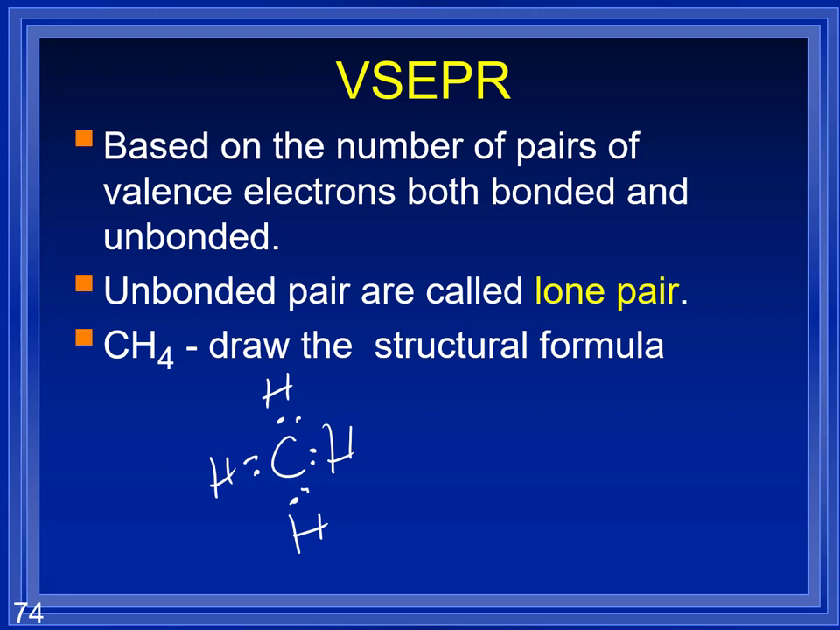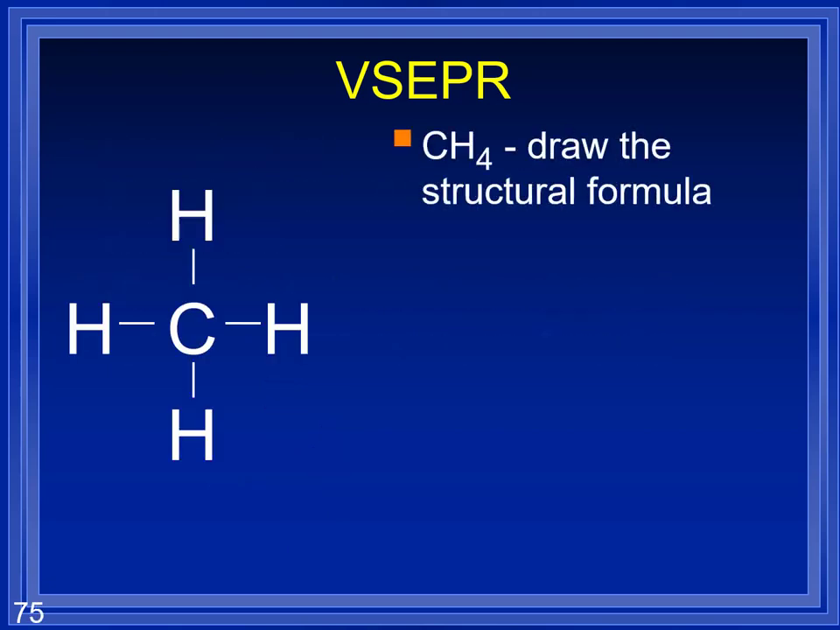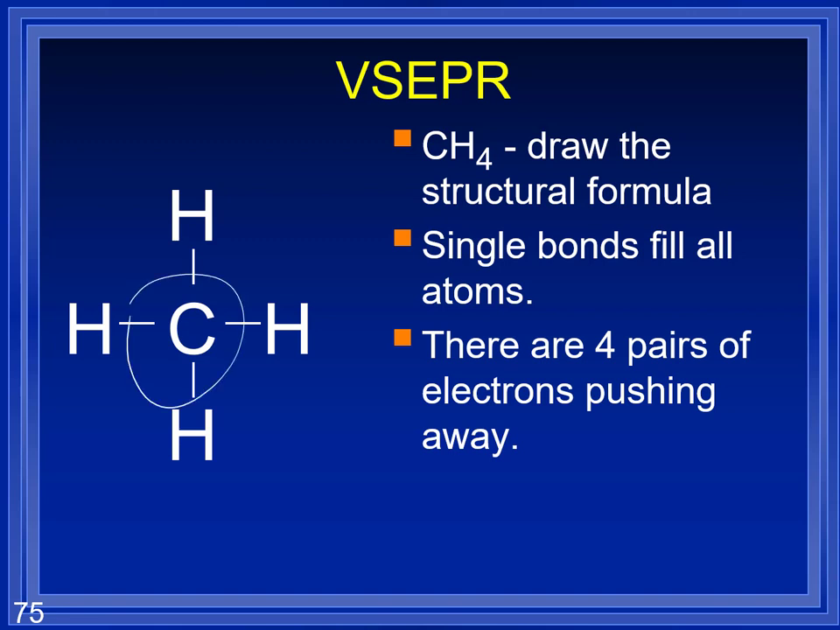This is methane, this is natural gas. Okay. So I could have drawn it this way just as well, right? Same thing. So if you look at it, it's all single bonds, and there's 4 pairs of electrons pushing away.